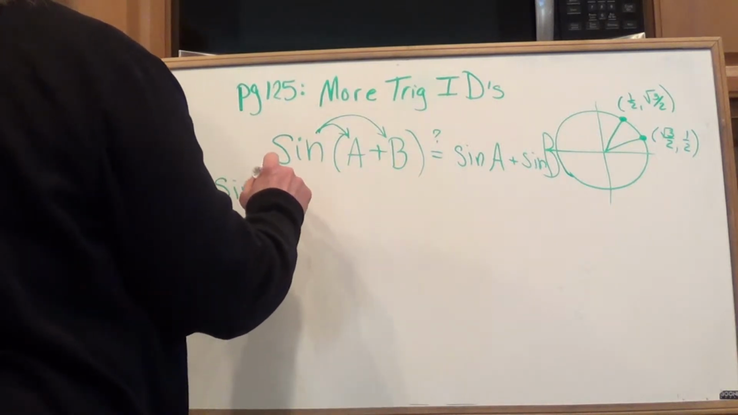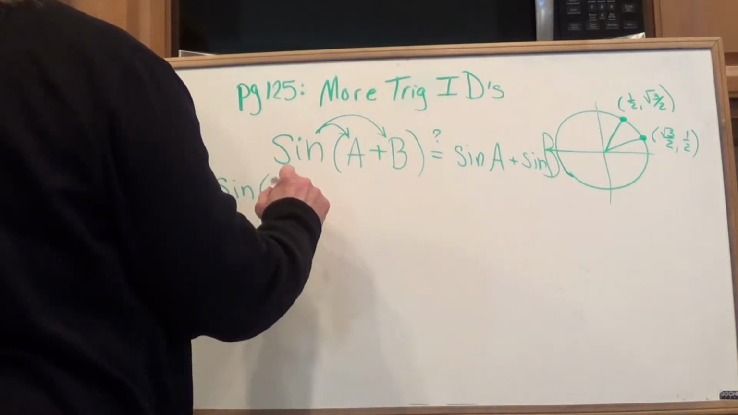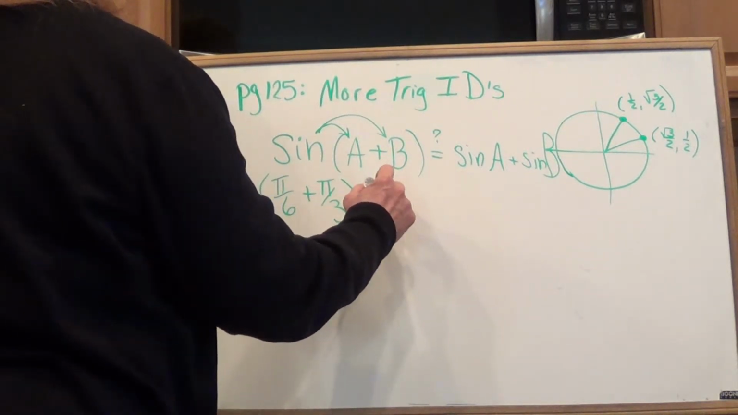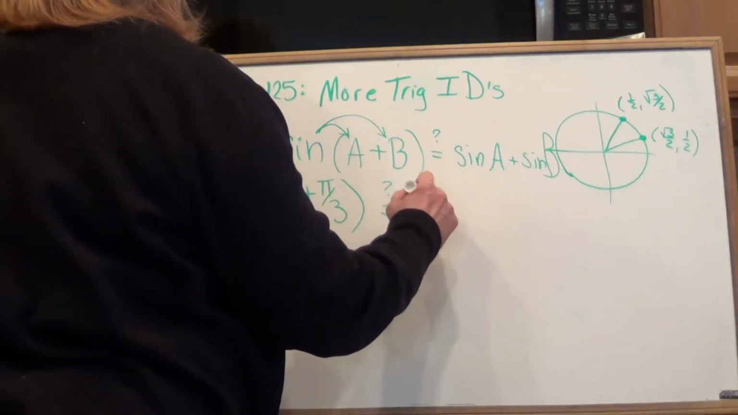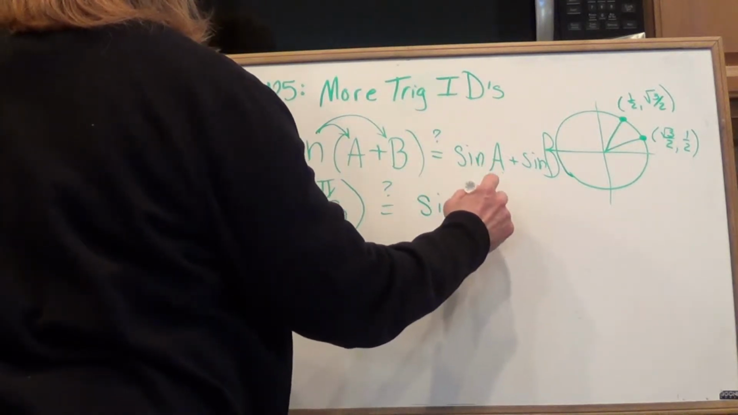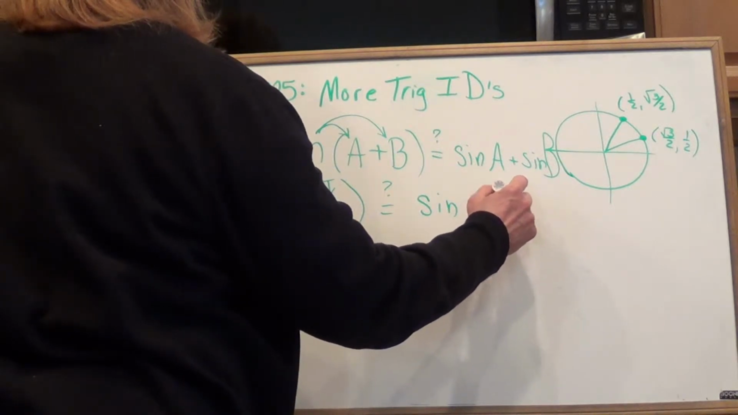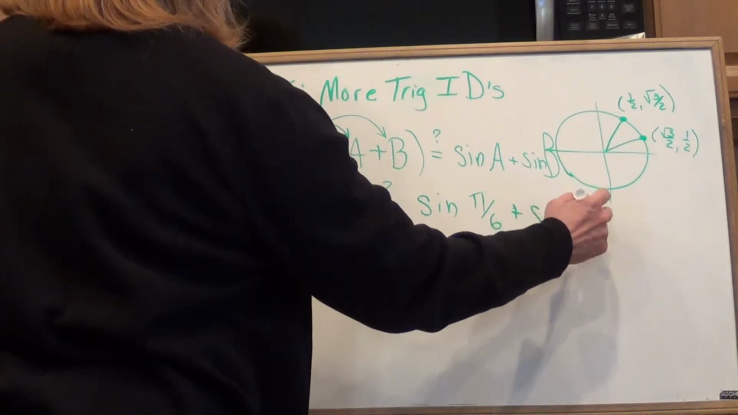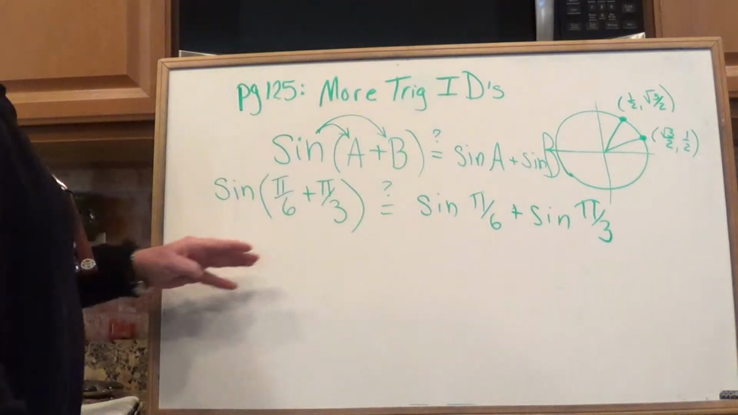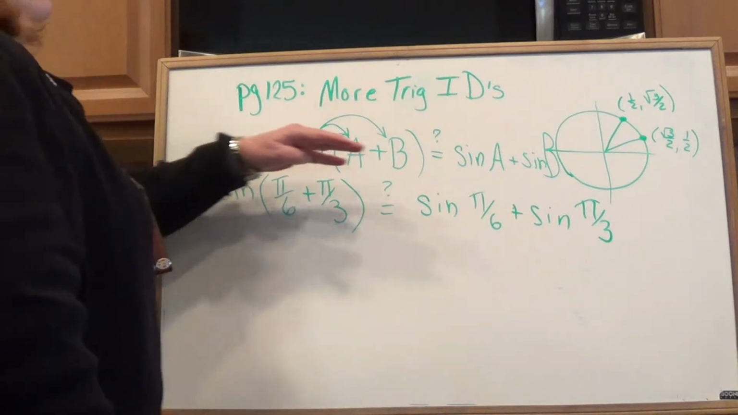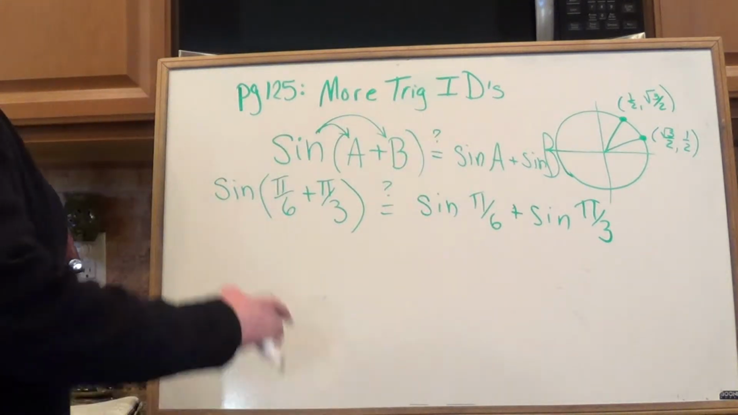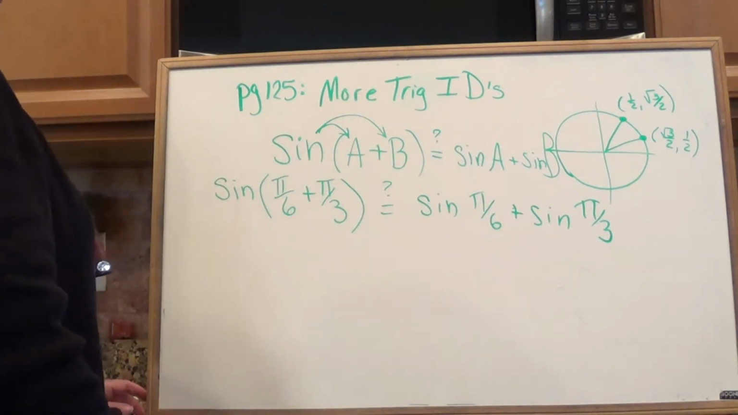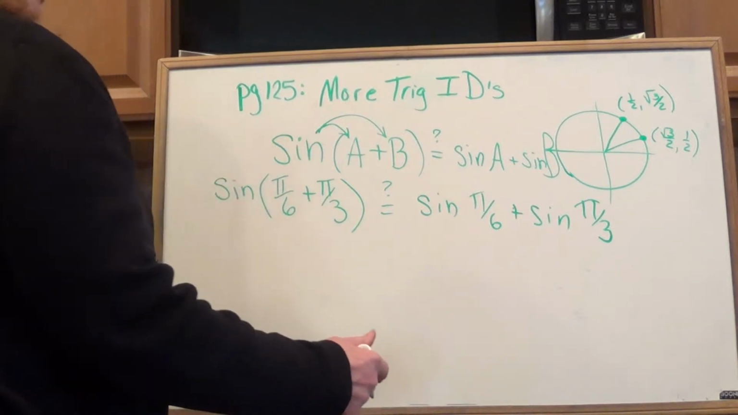We'll test sine of pi over 6 plus pi over 3. Does that equal, if I distribute it, sine of pi over 6 plus sine of pi over 3? If this is true, it could be an indicator that this is true. So let's just see if this is true, and if it's not, we know this is not. So we'll go ahead with that strategy. The question mark remains.